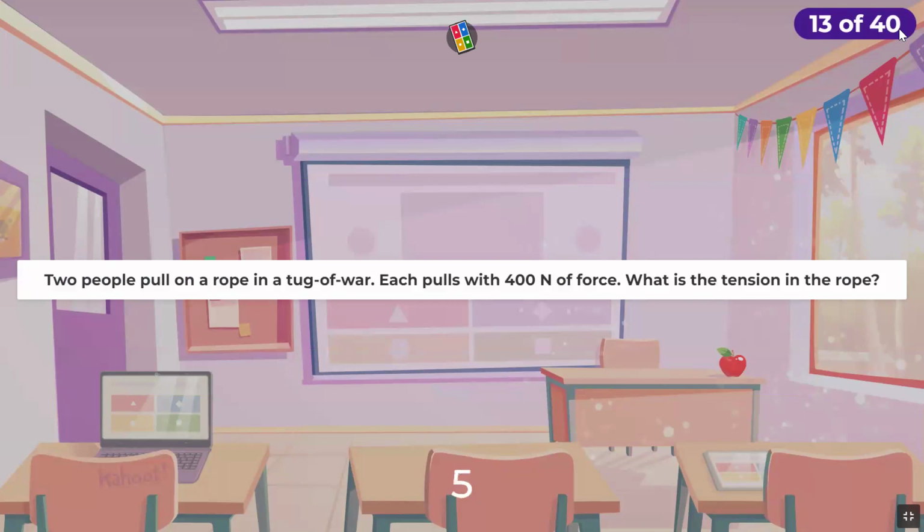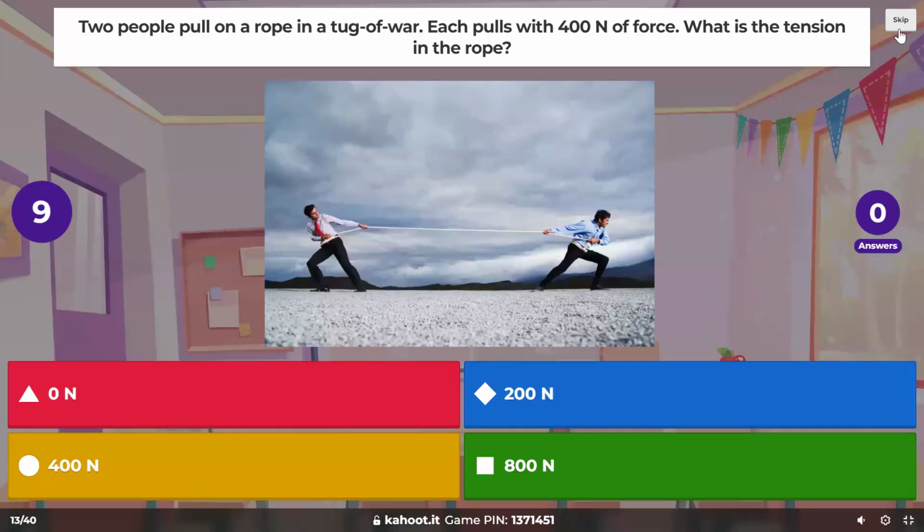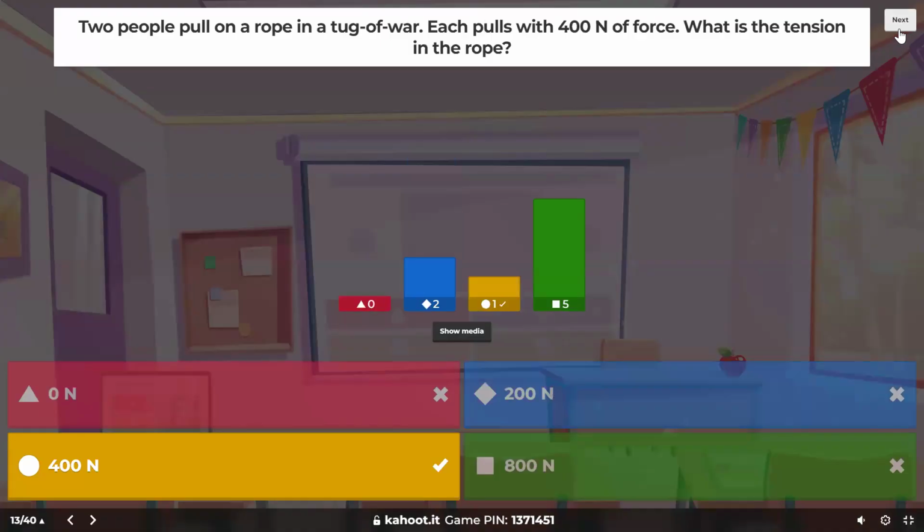Two people pull on a rope in a tug of war. Each person pulls with 400 newtons of force. What's the tension in the rope? Ooh, one winner. I think you're the first winner all day with this question. Yes, 400 newtons. If everybody's pulling 400 newtons, the tension is 400 newtons.